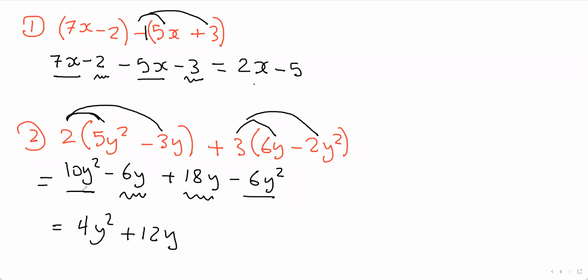Now, this here and this are like terms. Why are they like terms? Because both of them have a y squared. And these two here are like terms because they both have y. So 10y squared minus 6y squared will give you 4y squared. And then the -6y plus 18y gives you +12y.